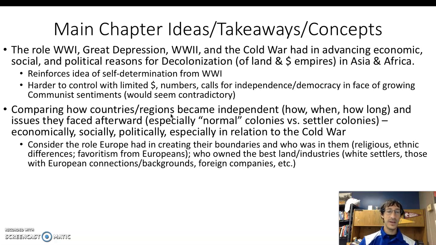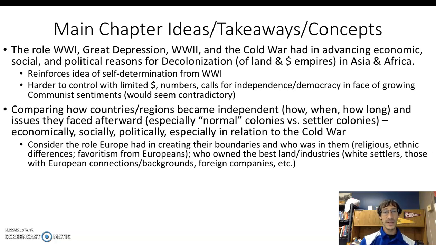All right, and again, looking into the economic, social, and political aspects that they faced in relation to the Cold War following decolonization. And we want to also consider the role that Europe had in creating their boundaries, who was in them. So again, the religious and ethnic differences. This comes into play a lot within Africa in particular. Favoritisms that the Europeans played to certain groups over others. Then also considering who owned the best land. And again, this idea ties back to neocolonialism.